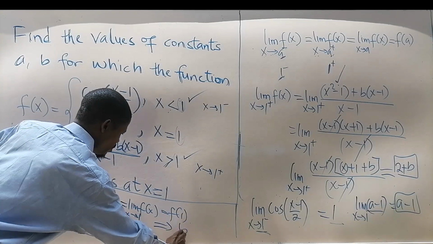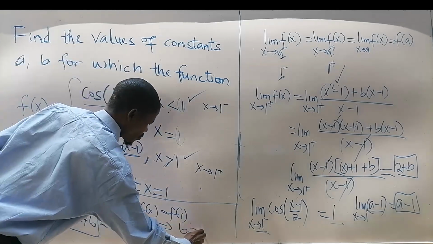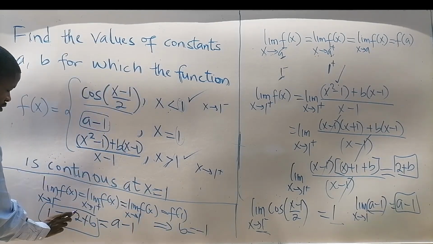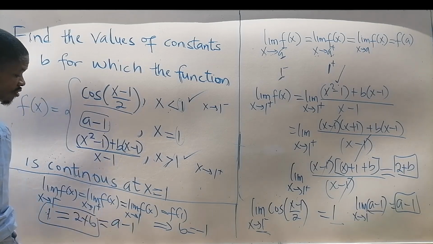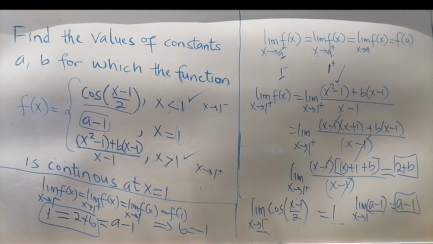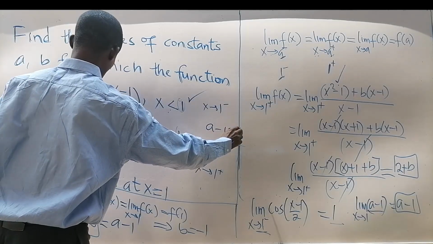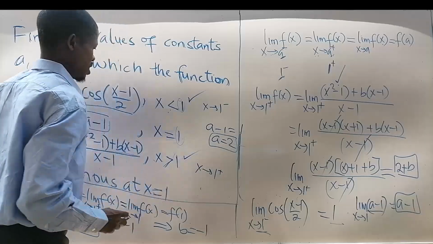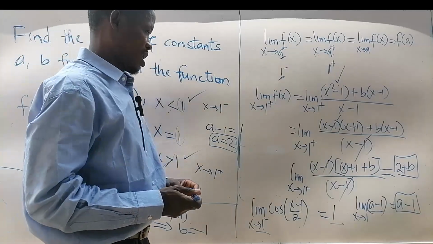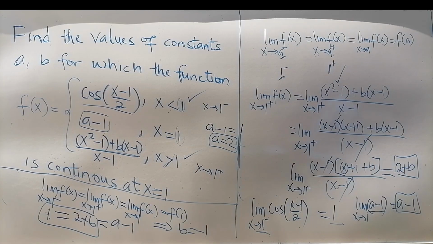So b is equal to what? b is equal to, move this one to the other side. That's a minus 1 is equal to 2 plus b. At the same time, 1 is equal to what? A minus 1. So if you solve this, a minus 1 is equal to 1. So a is equal to what? a is equal to 2. Okay, so that's the value we have for that. a is 2, b is minus 1.